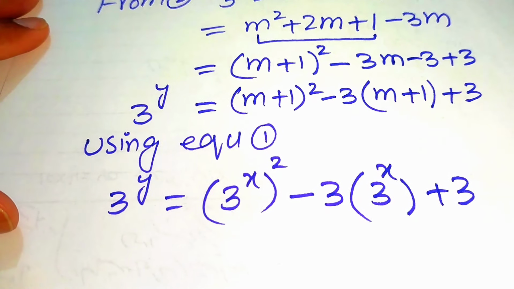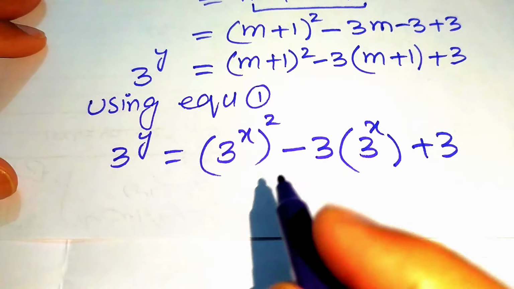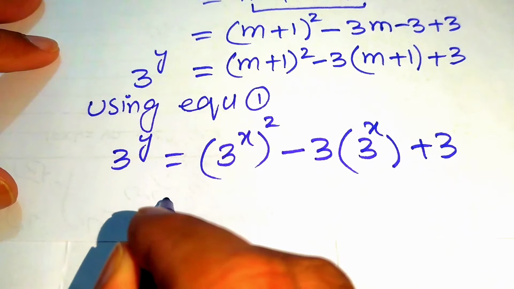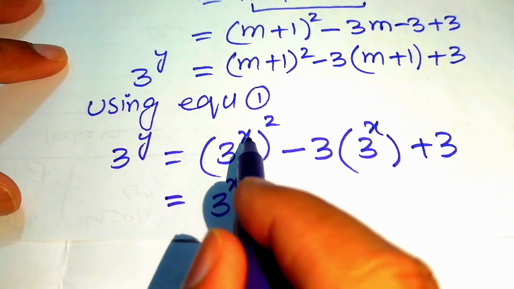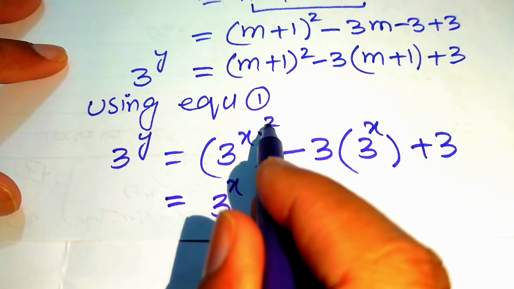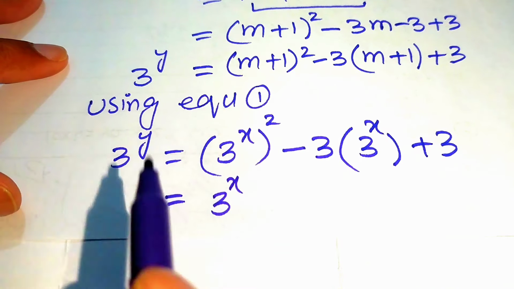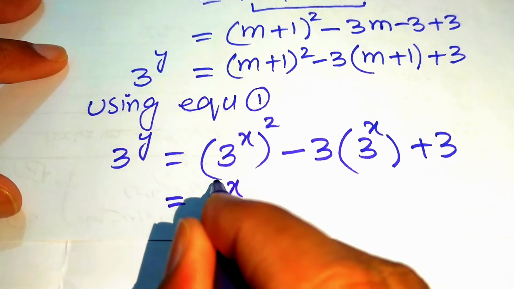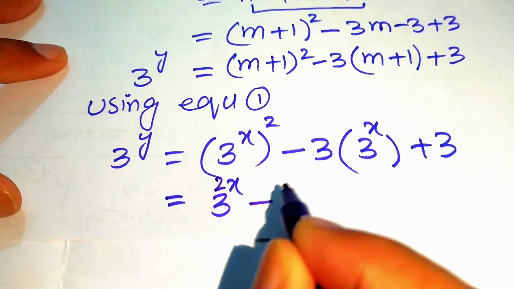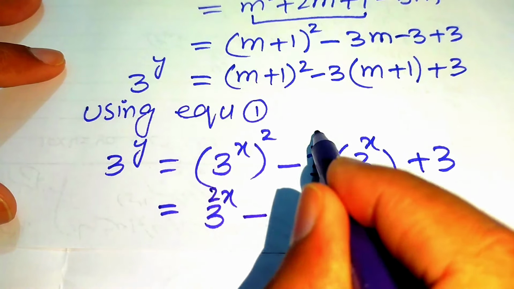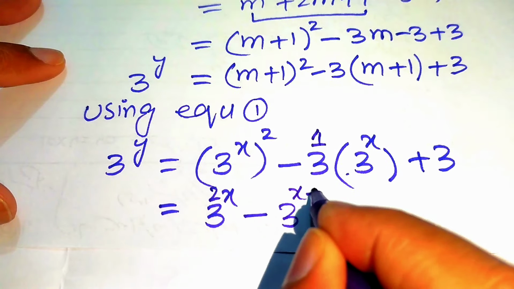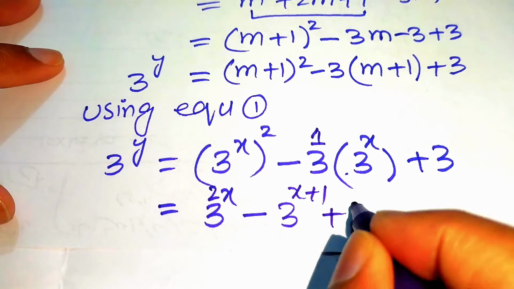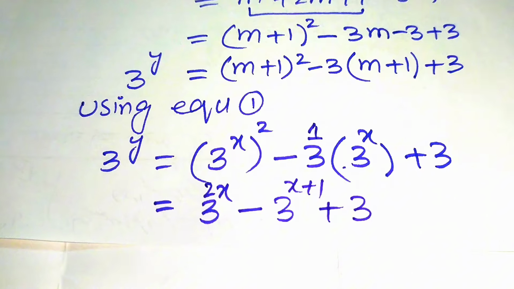So now in the next step we use again the nice exponential law of the terms. Here you see that these are exponents to an exponent, so these exponents are multiplied by each other, and we obtain 3 to the power of 2x. And minus, here the exponent of this term is 1, so the bases are same, we add the exponents and it becomes 3 to the power of x plus 1, and this equals plus 3.